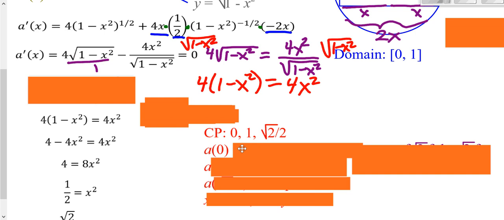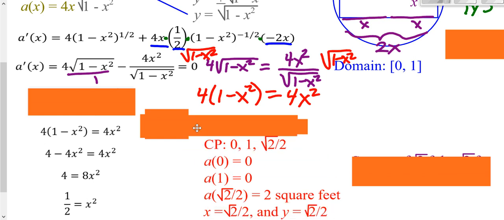So we could go ahead and check each one of these. Plugging in 0 to your original function, plugging in 1 to your original function, plugging in root 2 over 2 to your original function. So if you plug in 0 to your original function, now we're plugging it into the original up here, then you would end up getting 0. If you plug in 1 to that original, you get 0 inside of your root, you'd also get 0. Plug in root 2 over 2, you end up getting 2. So x being root 2 over 2 gives us our maximum.